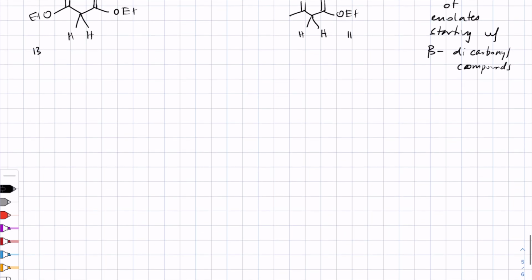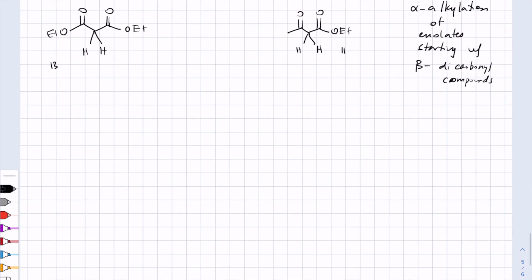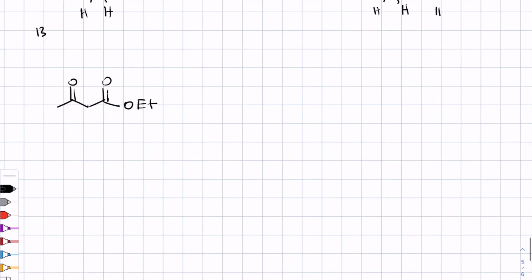Okay, let's start with acetoacetic ester. And let me just show you what we can do with this starting material. As I said, the pKa of this proton is 11.